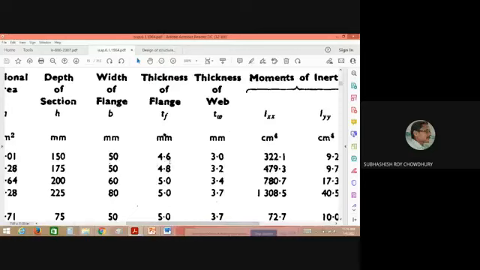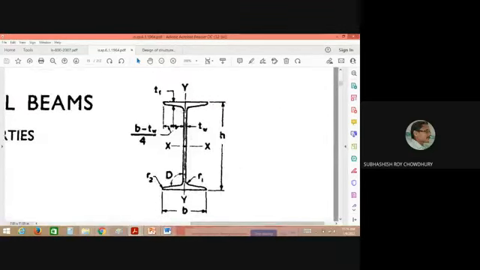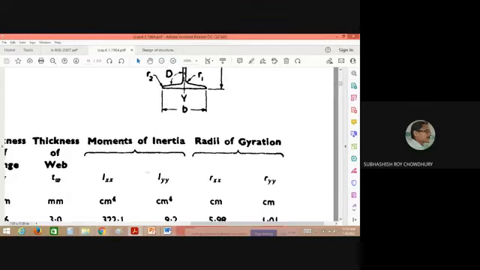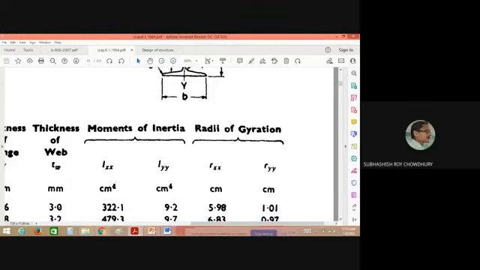This is 4.6 millimeters. Then the thickness of the web. When you consider the web part, the vertical part, it will have a specific thickness. In the web part, generally the thickness is constant from this position to this location. After that, there is a change in the thickness or dimension. So from this portion up to this limit, the thickness is constant, and that thickness is TW, given here as 3 millimeters for the first section.